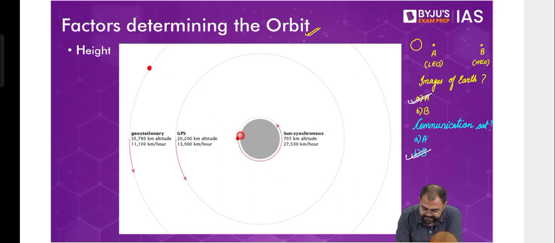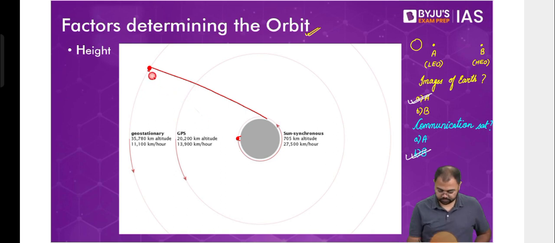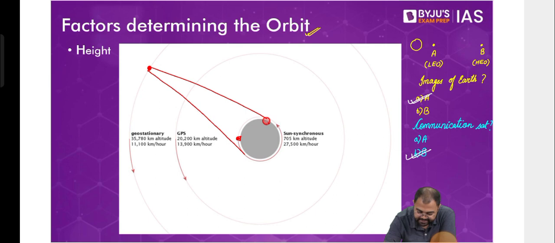Now, if this satellite is covering this much area, then parallel to this, this satellite will be able to cover this much area, right? So this satellite is only covering this much area, whereas this satellite is covering this much area, right? So that is what we will see.